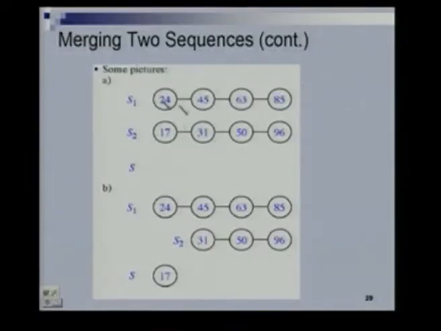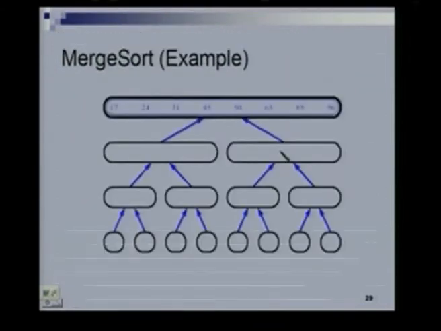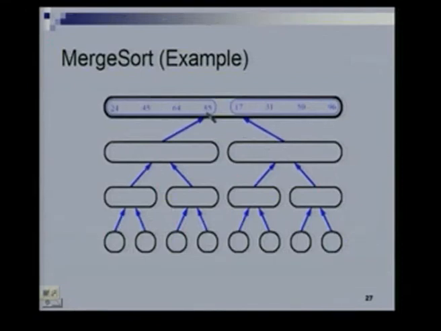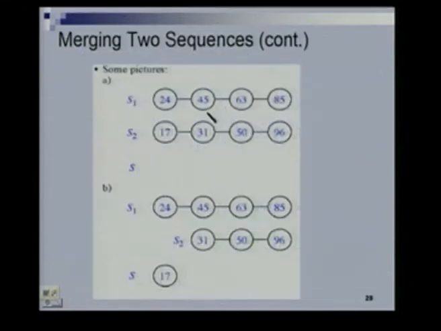So, let us say these are 2 sorted sequences. I have S1, S2, 24, 45, 63, 85, 17, 31, 50, 96, right. So, these are I believe coming from 24, 45, 64, 85, are they the same? No, they are not the same, slightly different. Okay. So, these are the 2 sorted sequences, we have to merge them, right. So, what should be clear is that the first element of the resulting sorted sequence is the smaller of these 2, right.